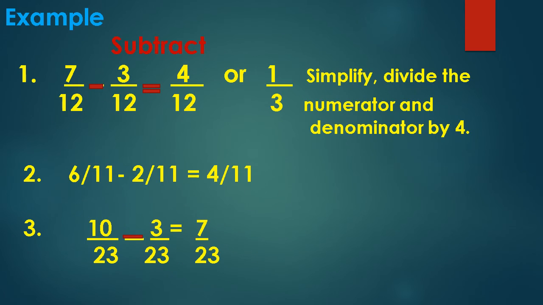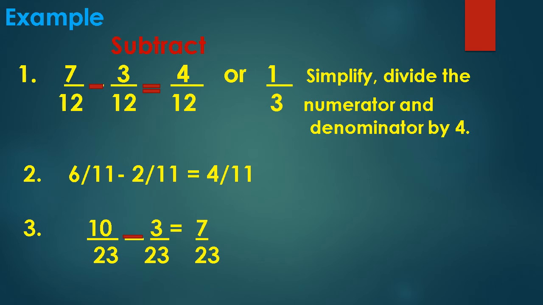7/12 minus 3/12 is equal to 7 minus 3 is equal to 4, and copy the denominator 12. So 4/12. We are going to simplify, divide the numerator and denominator by 4. So the answer is 1/3.